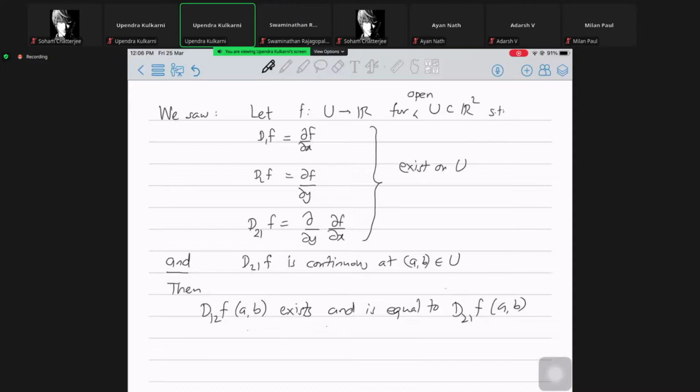And so there is a simple corollary. Over here, we just assume continuity of one double partial derivative at a given point and said that the other way partial derivative also exists. But the following then is immediate. If f is in C2 of U, what does that mean?